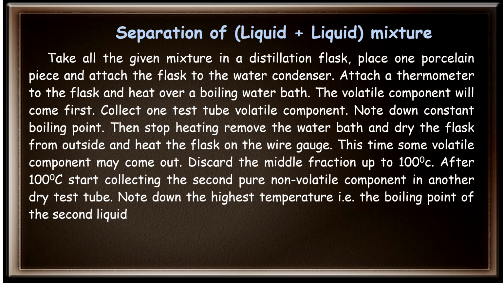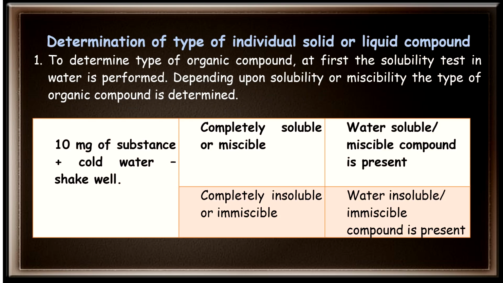This is the separation of solid plus liquid and liquid plus liquid mixtures. Then comes the determination of the type of the individual solid or liquid compound. The separated compound may be solid or liquid, therefore the type of the individual compound is determined by the following methods. First, to determine the type of the organic compound, the solubility test in water is performed. Depending upon solubility or miscibility, the type of organic compound is determined.